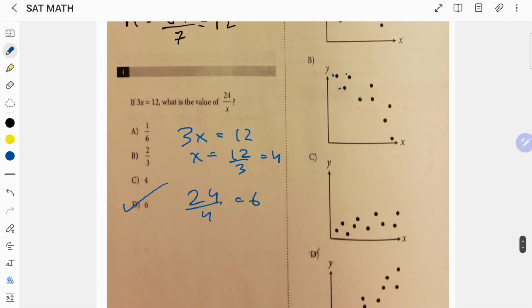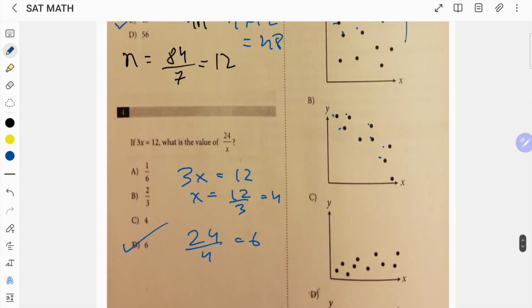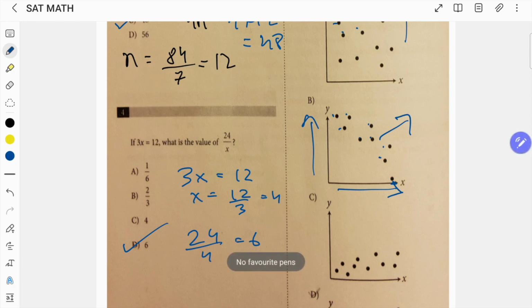Here the graph is going down. Please don't think of it this way, that it's going in this direction. This is the wrong way. We are actually reading it from this way, because you see the arrow, it's from this side to this side, not the other way around. So this is wrong, and the previous one was also wrong.